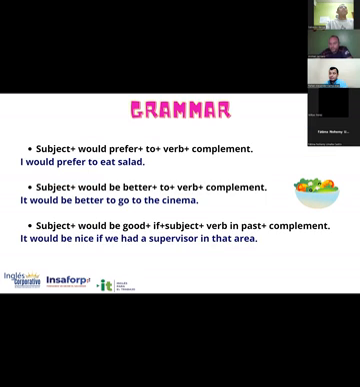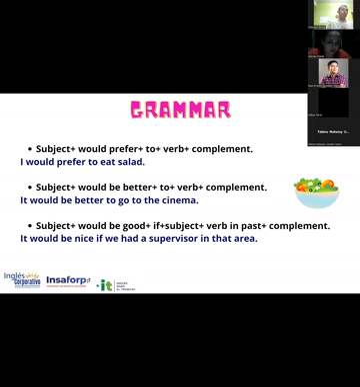We have different structures, yeah? As you can see, we have subject plus would prefer plus to plus the verb and the complement. And we have, I would prefer to eat salad. And what is the meaning of would prefer? If you say, I would prefer to eat salad, what are you saying? Preferiría. Mm-hmm. Preferiría comer ensalada. Yo preferiría comer ensalada. Preferencias, preferences.